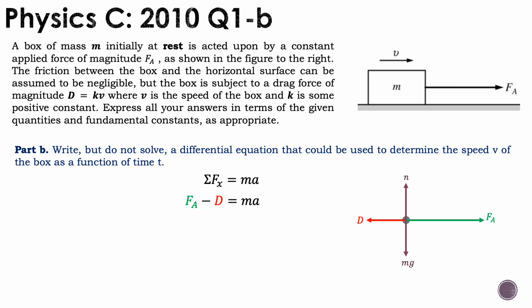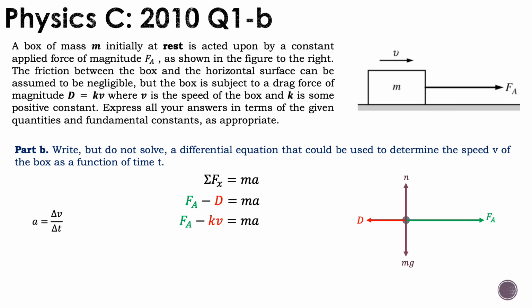Now, here, I have to plug in what the drag force is. So the drag force is defined as kv. So I plug that into the equation. And what's interesting about this equation is that we have the acceleration of the object depending on the velocity of the object. But if you think about it, the velocity of the object depends on how much it's accelerated. So it's kind of like we have some sort of loop going on with this equation.